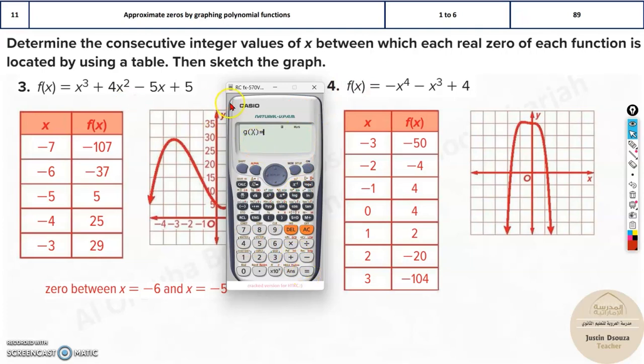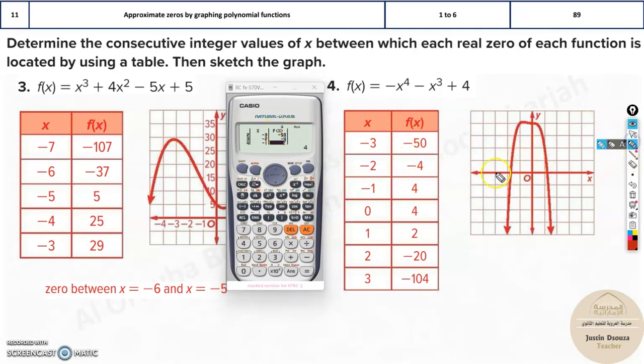There is no g of x, only one equation at a time, and then start the value at say minus 4 and end it at say positive 4, and the step will be 1. Now you'll get the values. See, it starts with -118, and then -50, -4, then 4. See, there's a change in f of x values. That means there is a 0.